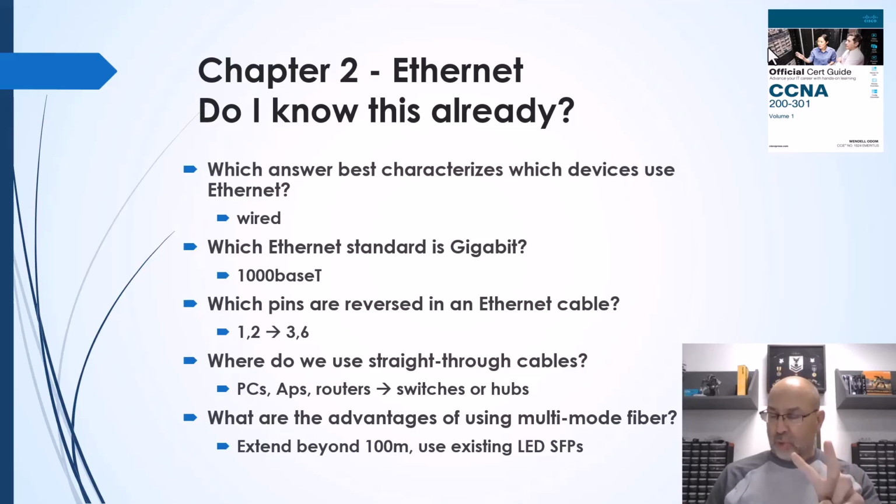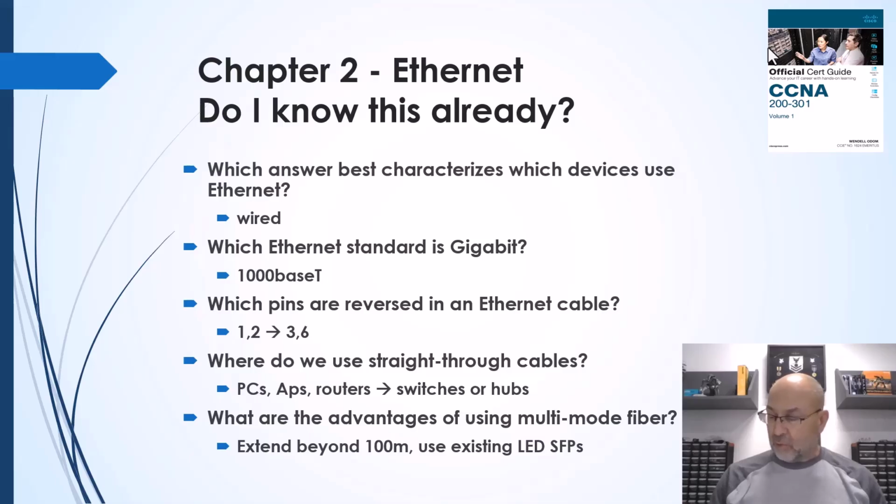Question number 2. Which of the following Ethernet standards defines the gigabit over UTP cabling? Well, we've got answers here of 10GBASE-T, 100BASE-T, 1000BASE-T, and none of the above. It's 1000BASE-T. 1000BASE-T is 1000 megabits or 1 gigabit per second.